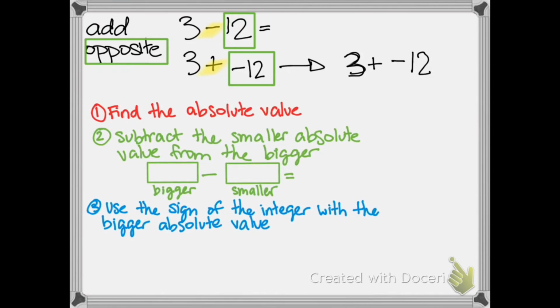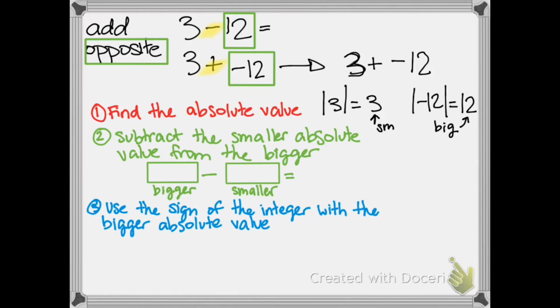Step 1, find the absolute value. So we've got 3 and we've got negative 12. The absolute value of 3 is 3. The absolute value of negative 12 is 12. This is the smaller absolute value, and this is the bigger absolute value.